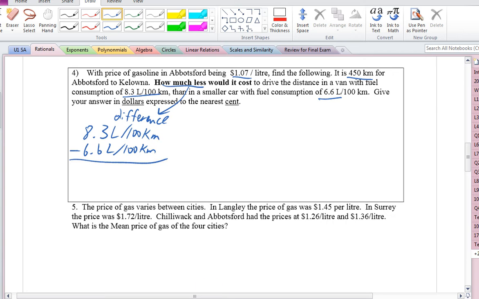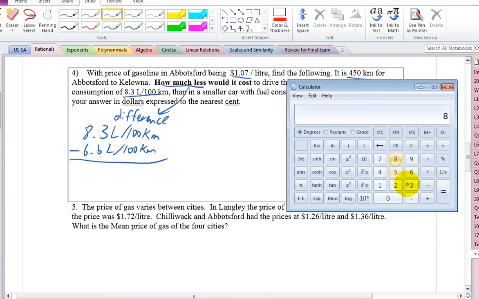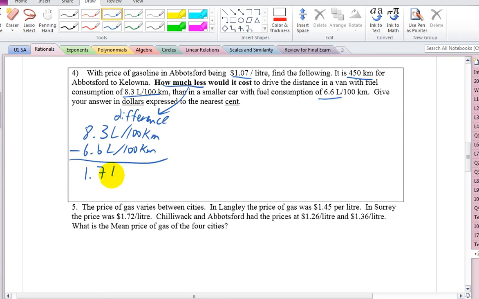Okay. So the difference in fuel consumption is 1.7 liters per 100 kilometers. I kind of wrote it like a fraction, didn't I? For a specific reason. It can help us find the answer we need. The problem is we've got to drive 450 kilometers. So how much fuel is needed?